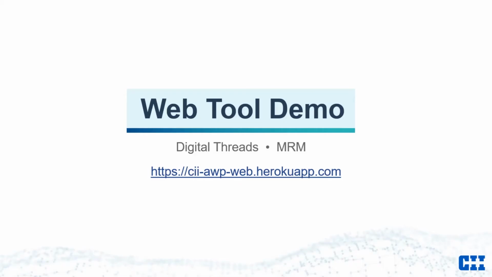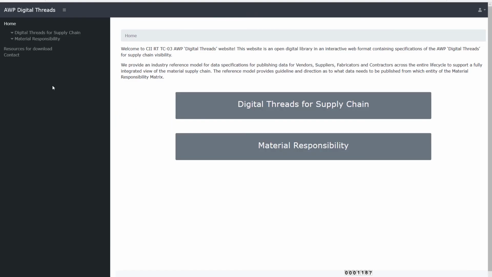I'd like to introduce a web tool to visualize the digital thread for supply chain and material responsibility matrix. This is the web address for the web tool, and this is a temporary website for a pilot test for the web tool, and then this will be migrated to the CII website later. This is the home page of the web tool. Let me introduce the structure of the contents from the left menu here.